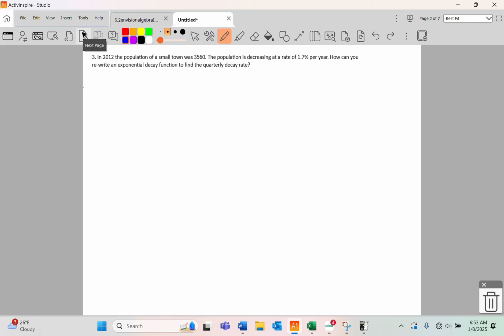All right, 3. In 2012, the population of a small town was 3,560. The population is decreasing at a rate of 1.7% per year. How can you write an exponential decay function to find the quarterly decay rate? All right, so let's start off with what's given. What's given is going to be a decay model. We have an initial population of 3,560. We are decreasing at 1.7% per year, which is 0.017. And it's about yearly right now, right? So it's just some time period in years.